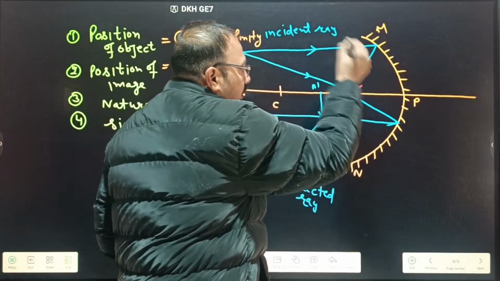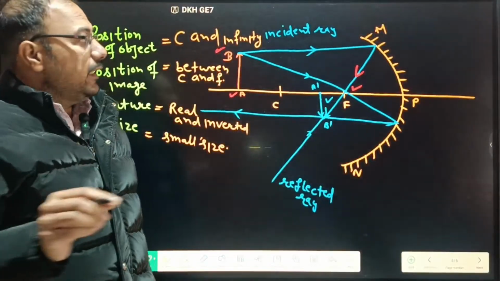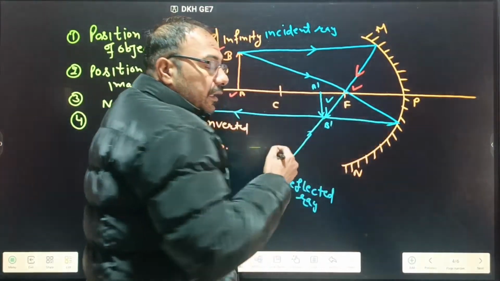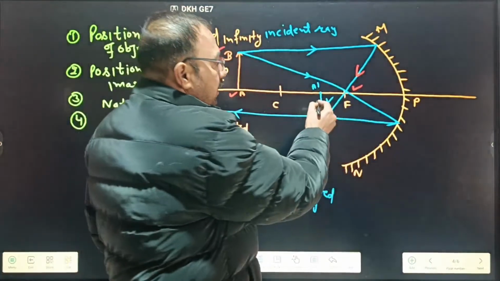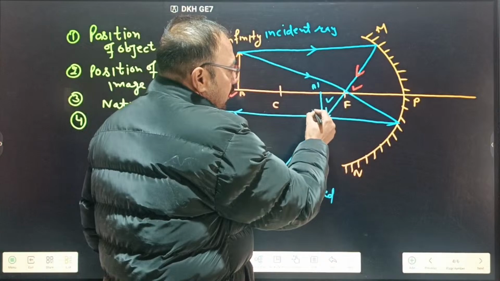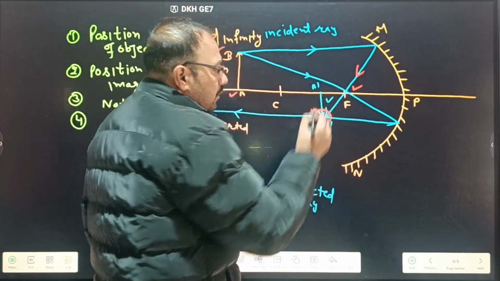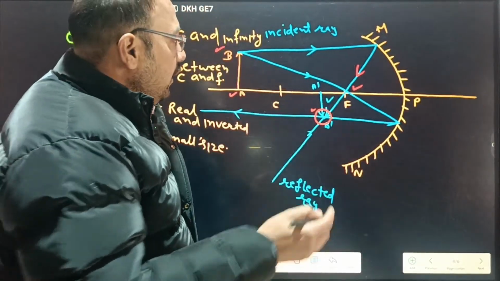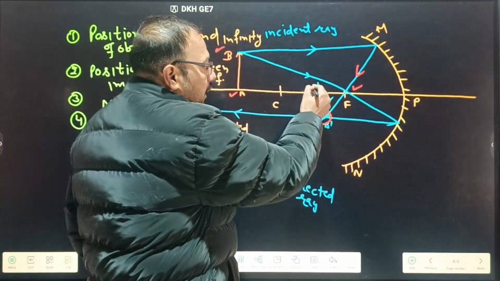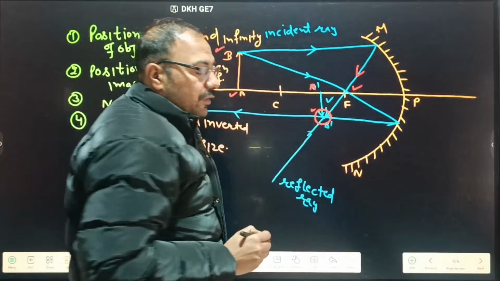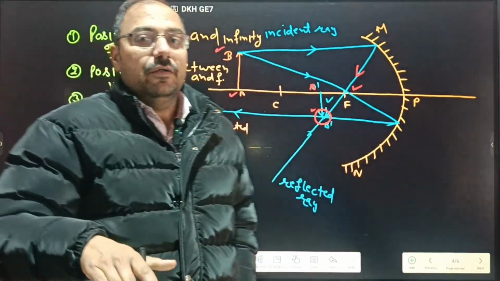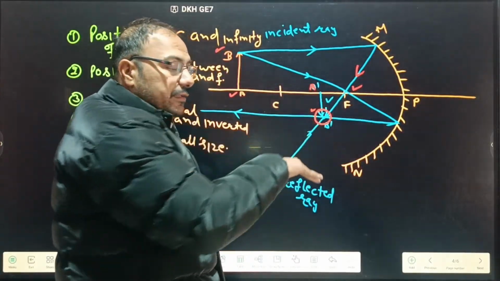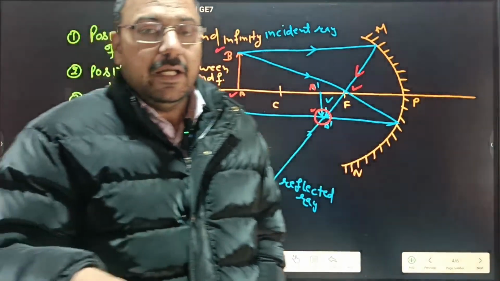This ray passes through the focus, and the second ray, which passes through the focus, comes parallel to the principal axis after reflection. Here the two rays cut. This is the intersection point of the two reflected rays, so the image forms here, A dash B dash. This image is inverted, so we can say the image is real and inverted.